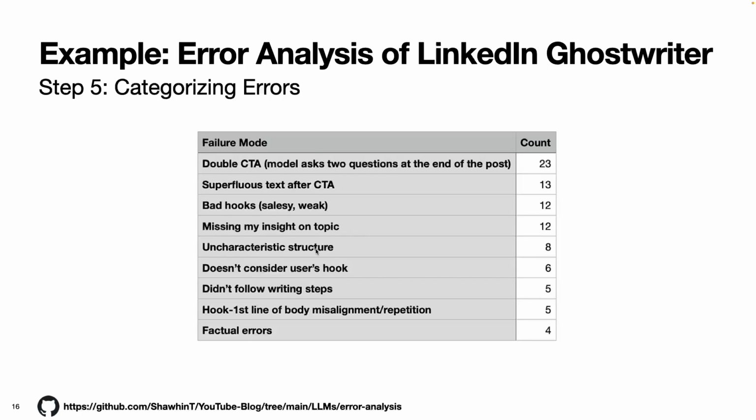Other ones are uncharacteristic structures. So the body is structured weirdly. The model's not considering the hook that the user input. It didn't follow writing steps. The hook and the body don't flow well together. Others were just like factual errors.